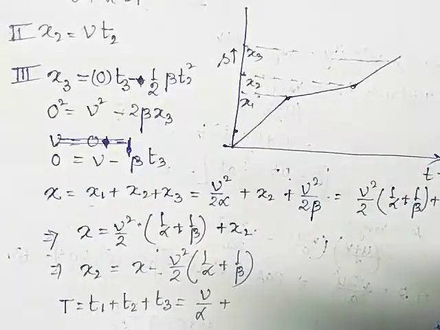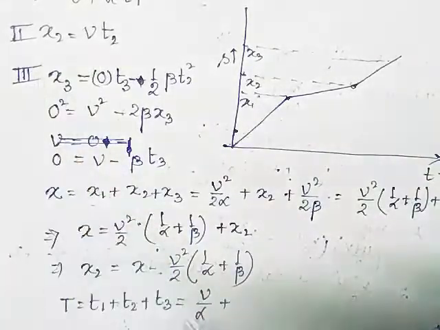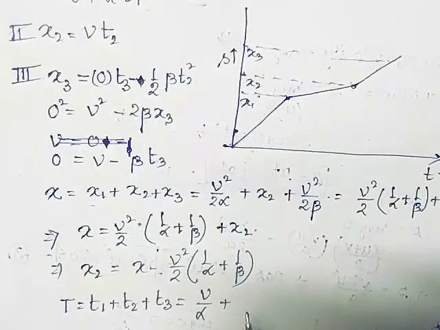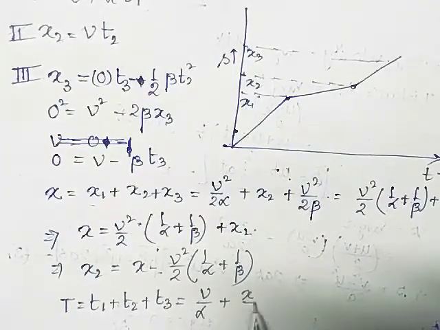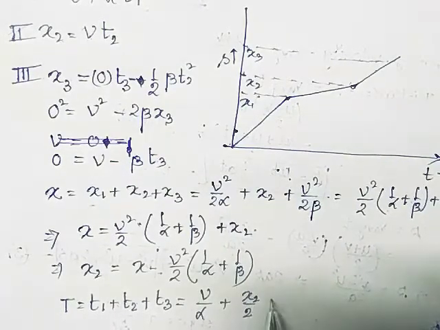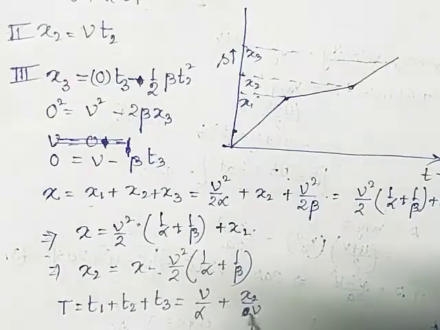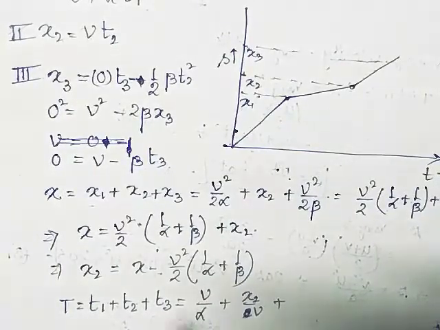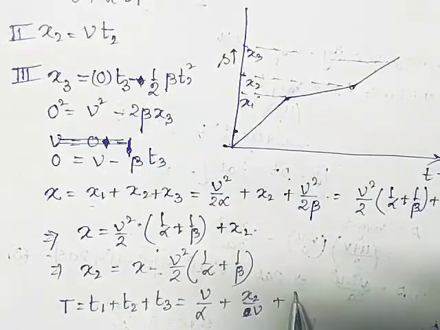What is t2? t2 equal to x2 by v. So I can write down this thing as x2 by v. Now next is this t3. What is t3? I'm just finding out t3. So t3 equal to v by beta.